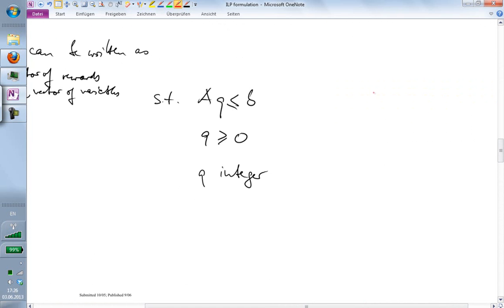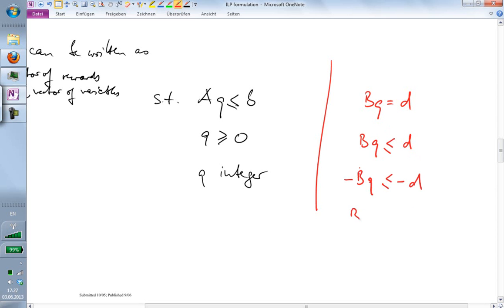So if I want to enforce that BQ should be D, then I can write this as BQ should be no more than D, and minus BQ should be no more than minus D, which is the same as saying that BQ should be larger than D. And now these two taken together, I can rewrite.